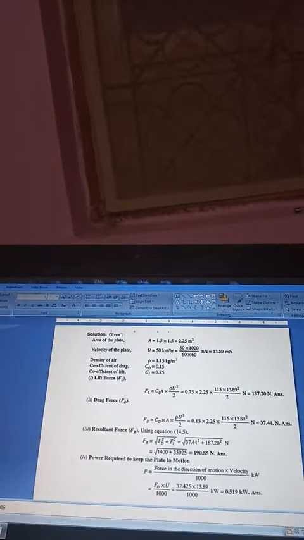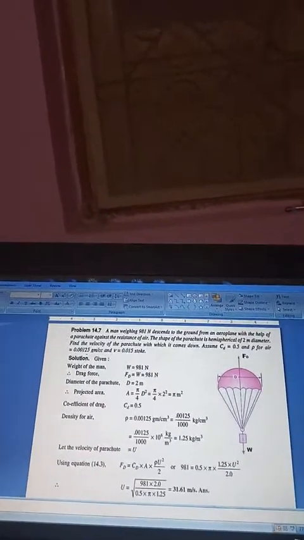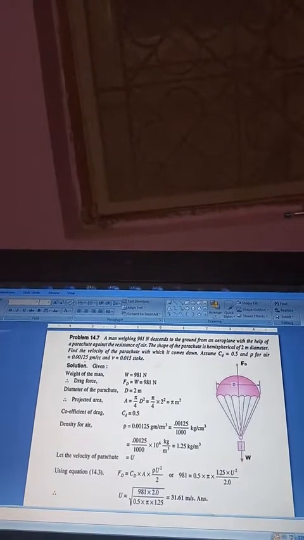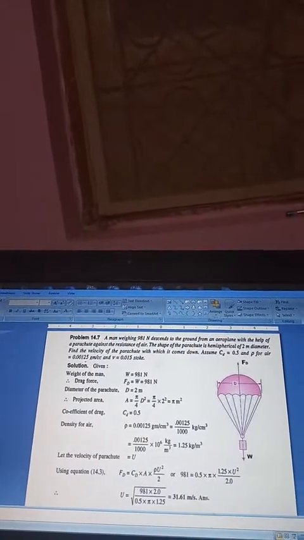We know that power is equal to force into velocity divided by 1000. So it is coming as 0.519 kilowatt. So that is the answer for the first numerical on lift and drag. Let us now see the second numerical for the lift and drag.